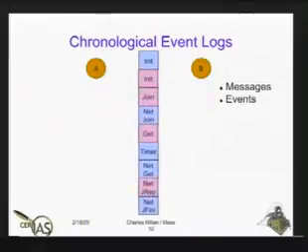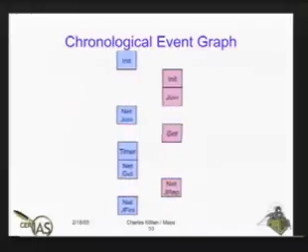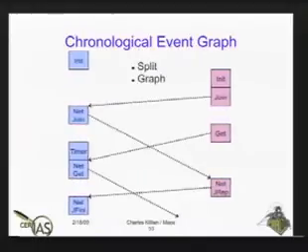Having done this, we'll then split it back apart, of course, and redraw the messages. This gives us a chronological event graph, which is a very, very useful debugging technique. In fact, this is probably the most used debugging technique that Mace provides. And all of this is done automatically. You don't have to do any work to get this graph, except write the system in the first place.